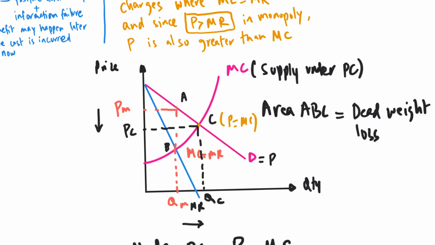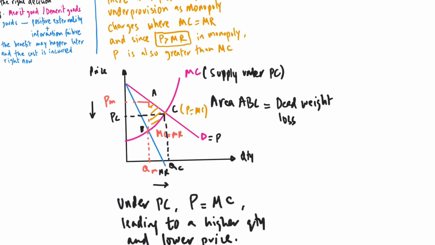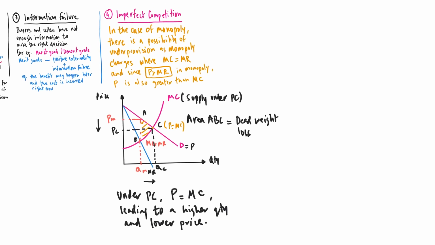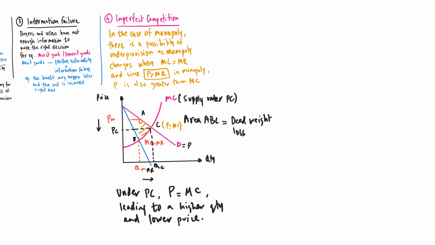Now having said that, we're looking at this kind of a market failure that happens because perfect competition is charging a lower price and producing a higher quantity. So under perfect competition, P equals MC leads to a higher quantity and lower price, and therefore no deadweight losses. So that's the problem that happens in a monopoly, which is basically causing the market failure to happen.